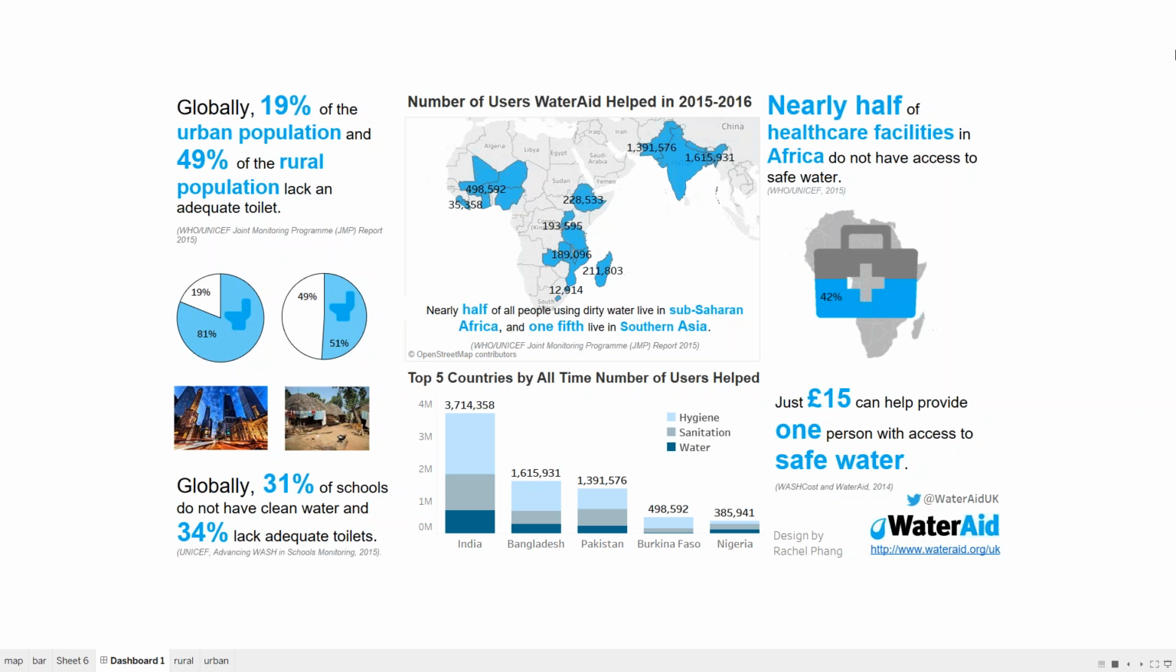Again, I like the nice use of big numbers and using the color of the text to highlight the important things to read. Only thing I'd say is if you've got your numbers on your bar chart, you don't need your axis in there as well. So if you've got the numbers at the top, you can take away the axis. Oh, that's a good point, yeah.